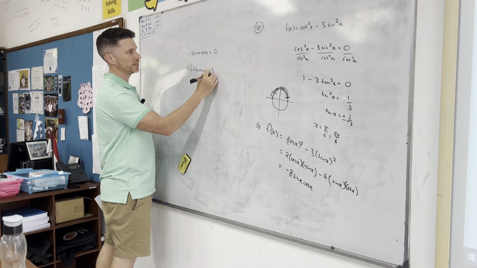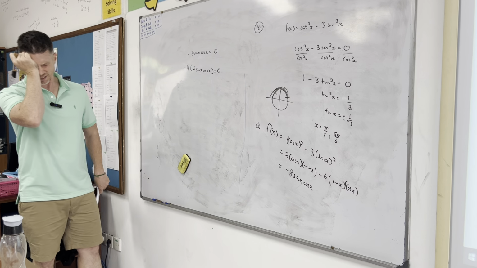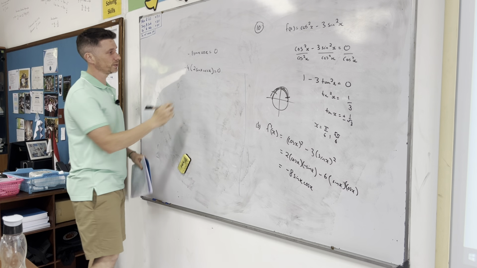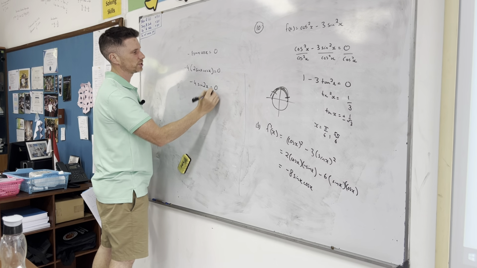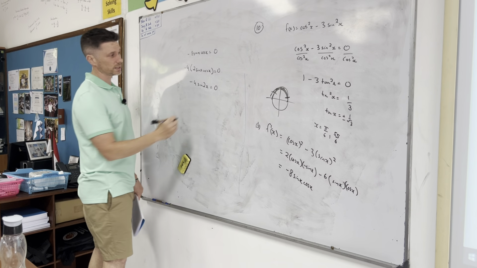I notice one of my identities is in the middle of all this. This one goes to sine 2x. I'll just make sure I'm right. Yes, from our formula booklet, minus 4 sine 2x is equal to 0. Divide both sides by minus 4. We get sine 2x is equal to 0.